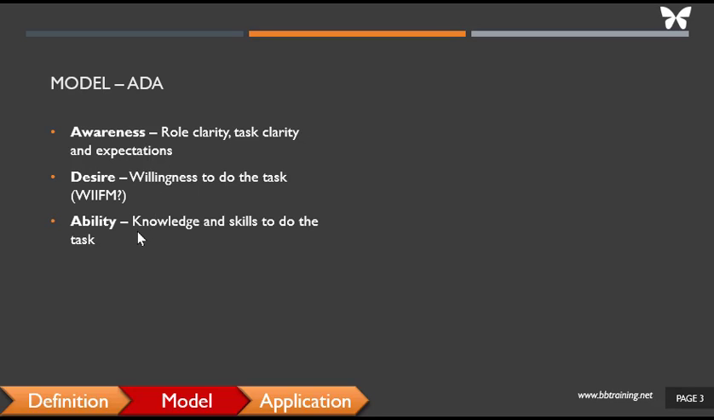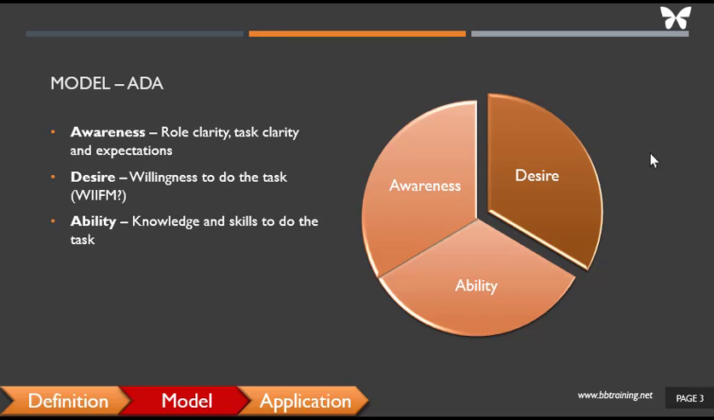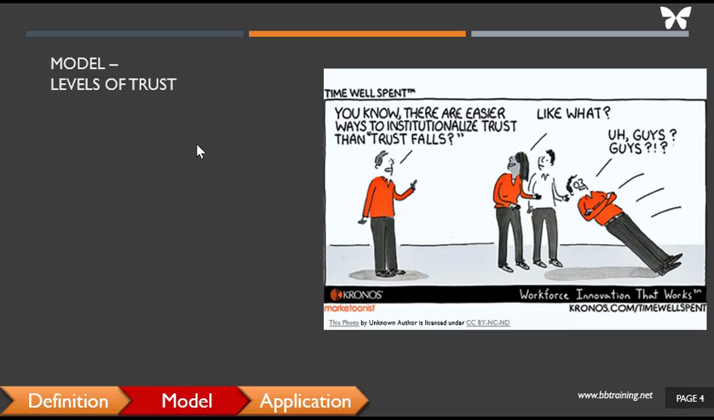The third thing is the ability. So the person may be aware of the role they are in, the task they have to do, the expectations that they have, others have of them. They may also be willing to do the job. But do they have the knowledge and skills to do the task? Because nobody can perform a task without knowledge and skills. So my dear friends, this is called the awareness, desire, and ability model. So before we delegate anything to anybody, we have to make sure that the role clarity is there, task clarity is there, expectation clarity is there. The person is motivated to do the job, and the person also has the knowledge and skills to do the task. Let us now move on to levels of trust.